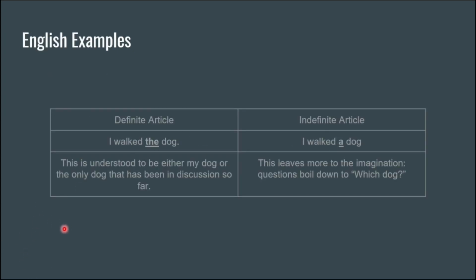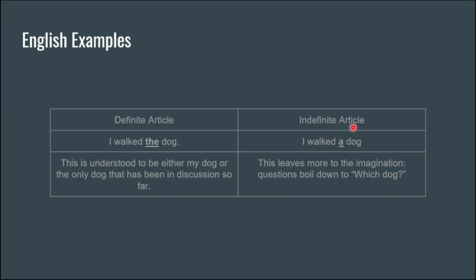Okay, so in English, the definite article is better known as the. And so here the example is I walked the dog. And this is understood to be either my dog, if you're really trying to stretch it, or it just means you're talking about the only dog that applies to the conversation. So if you're taking care of a friend's dog and you text them, I walked the dog, that friend's gonna understand that you walked their dog, not some other dog.